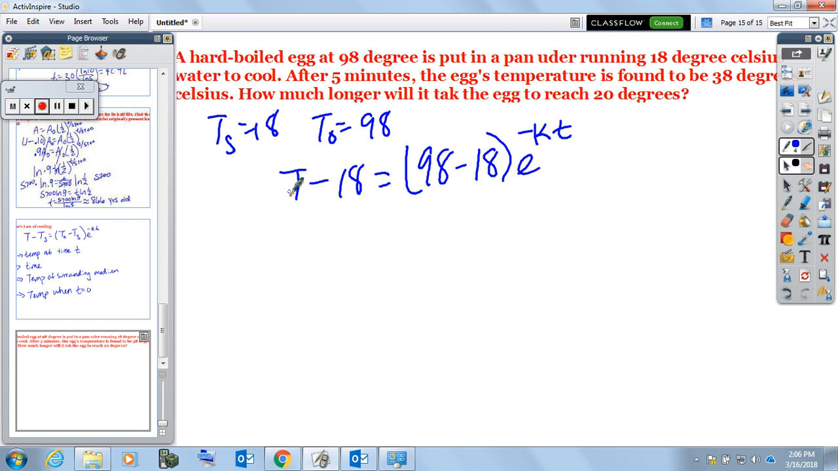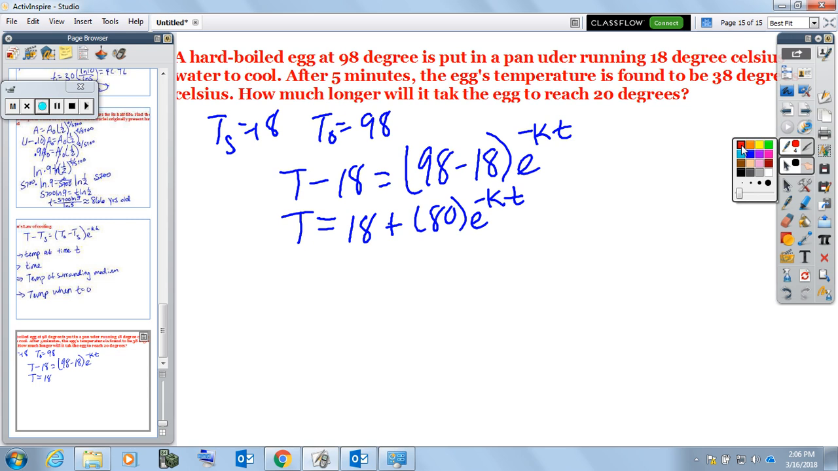And so we can go ahead and use the concept of 38 is equal to 18 plus 80 times e to the negative 5k. All right, and so this will help us actually find the specific values here, okay? And so I want to make a quick little change. Now that we want to find this value for t, I'm going to go ahead and add our 18 on over, and this will simplify on down to 98 minus 18. This is going to give me 80 times e to the negative kt.